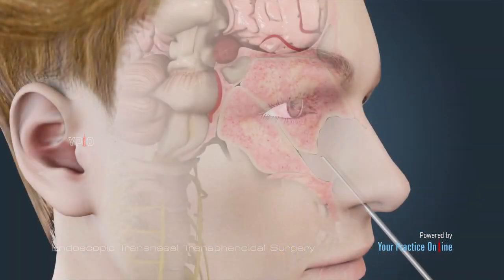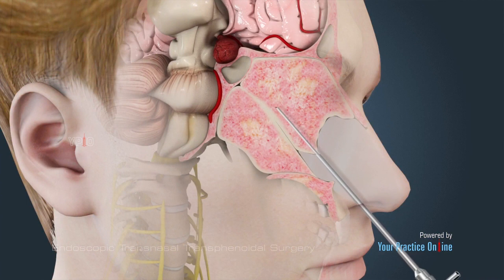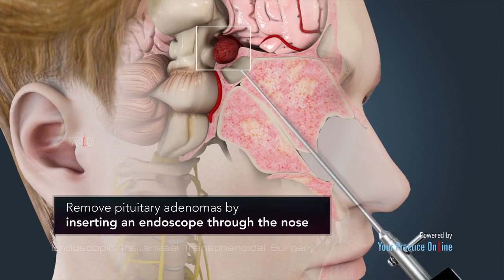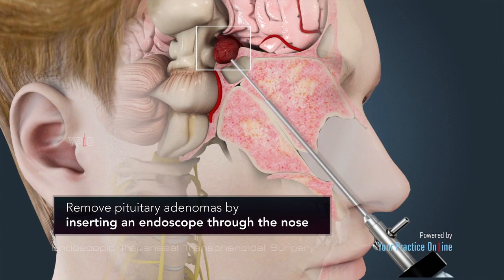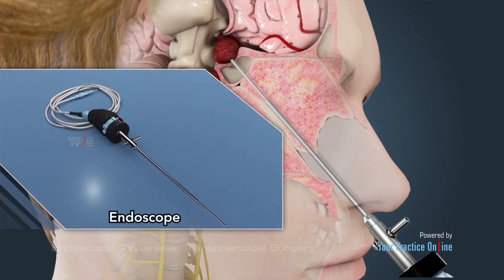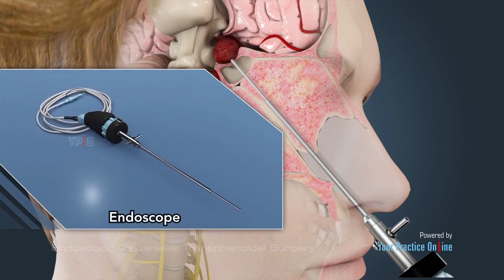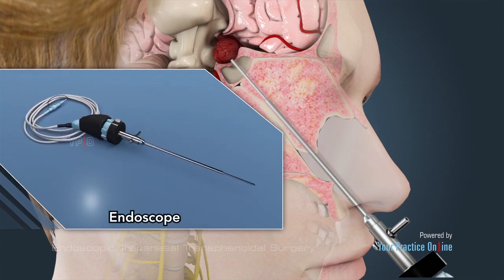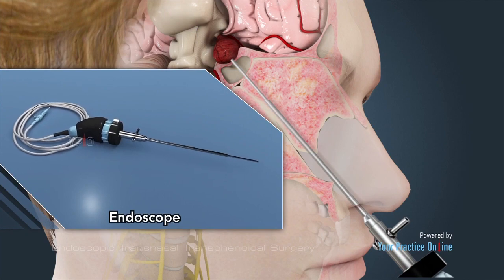Endoscopic transnasal transsphenoidal surgery is a minimally invasive technique performed to remove pituitary adenomas by inserting an endoscope through the nose. An endoscope is a long tube with a camera attached at the end that sends images to a computer screen for the surgeon to view inside the body.